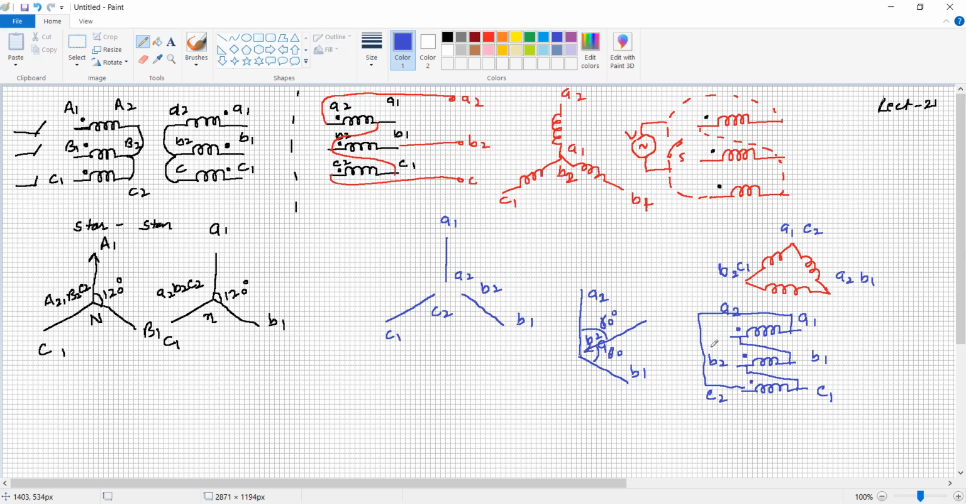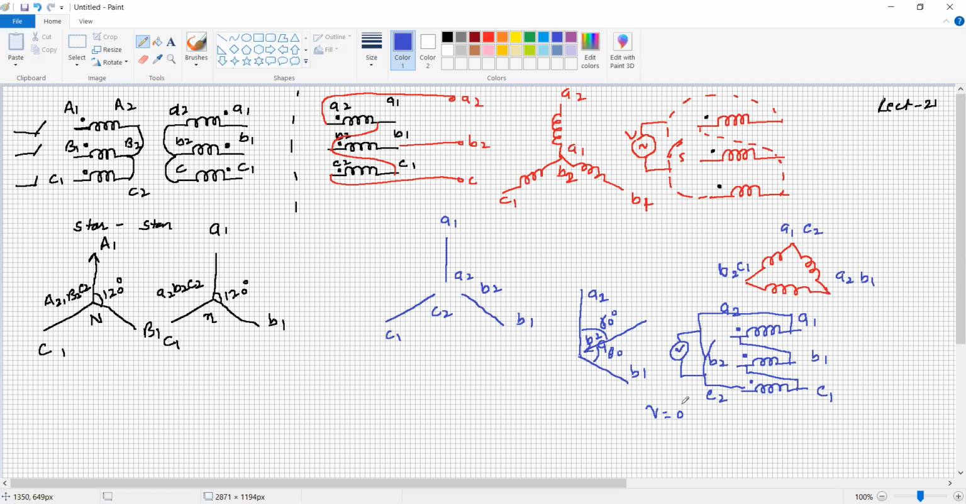Under such a connection, even if you provide a switch over here and measure the voltage, we find that the voltage is equal to 0. By closing that switch, there is no problem, and there is no circulating current in the delta. So these are the valid connections, and these two connections were already discussed in the previous lecture.